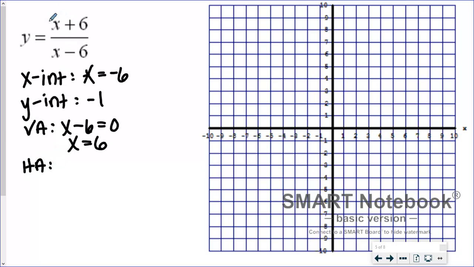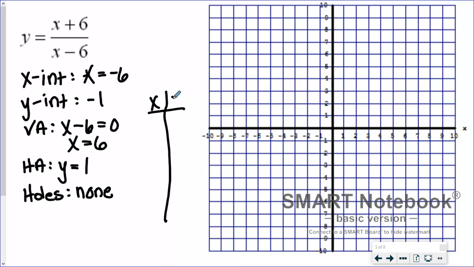Horizontal asymptote, we compare the degrees of the numerator and denominator. They're both 1, so we take the ratio of the leading coefficients, which 1 over 1 is 1. All right, nothing canceled, top and bottom, so there are no holes. All right, now we just want some extra points here. Again, my edge points for this graph are -10 and 10. My vertical asymptote is 6, so on both sides of 6, we have 5 and 7. We go ahead and plug these in.